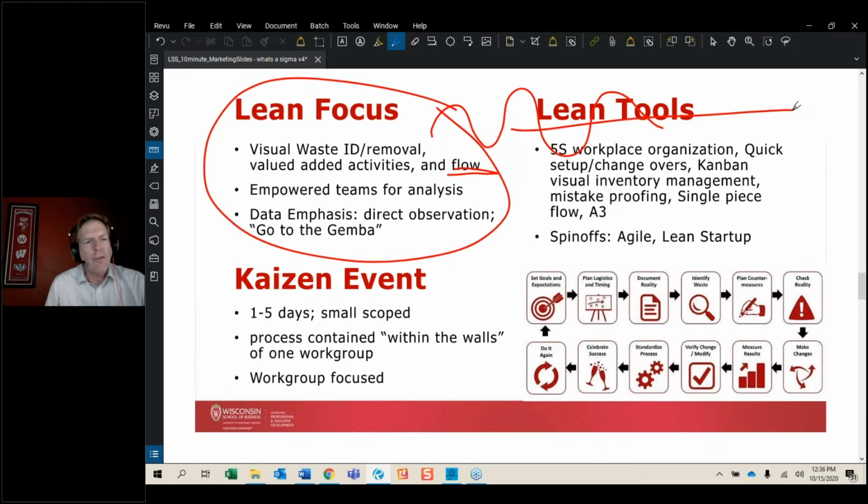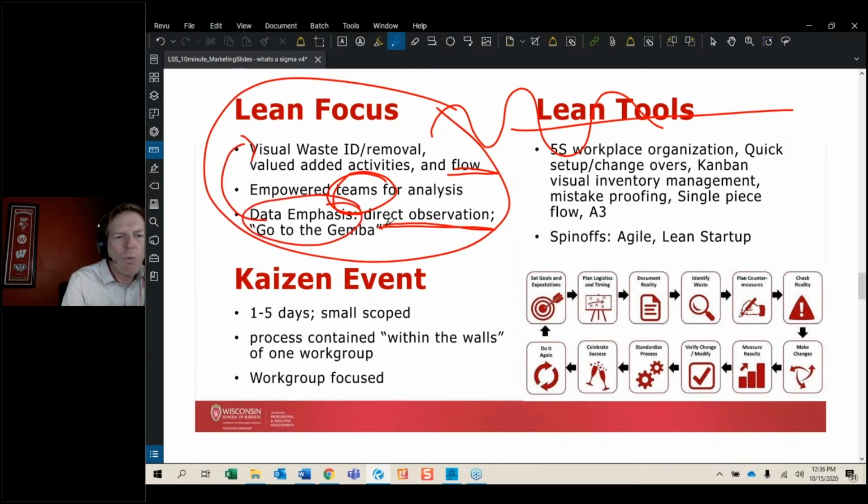For successful lean initiatives, there's a real strong emphasis on making sure that the team of process workers that are associated with this process are involved with the analysis. They're also involved with the solution identification and implementation. It's a very team-focused affair. And because so much of the waste is visual in nature, the data emphasis is on direct observation. Taiichi Ohno once said, go to the gemba, go to where the work is being performed, walk the process and see these activities and frustrations happen in real time. And so direct observation is frequently used.